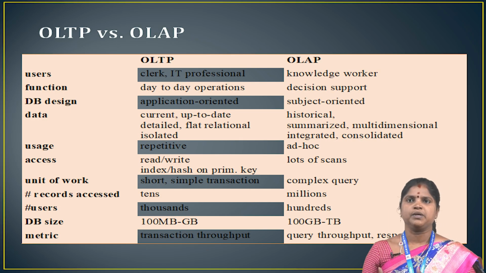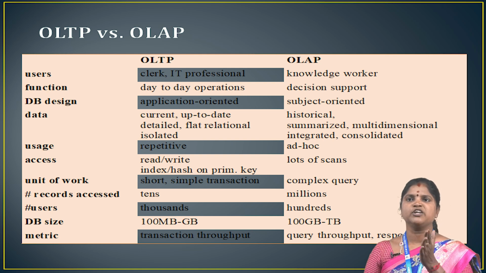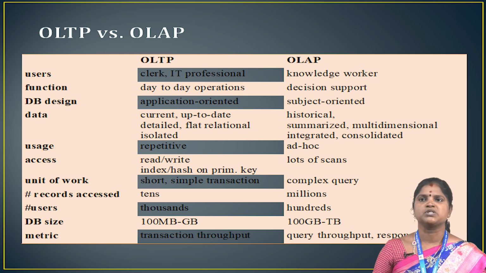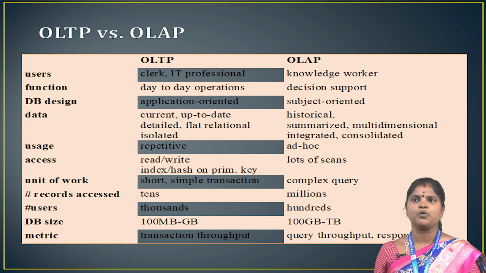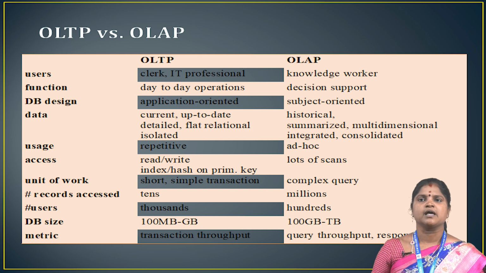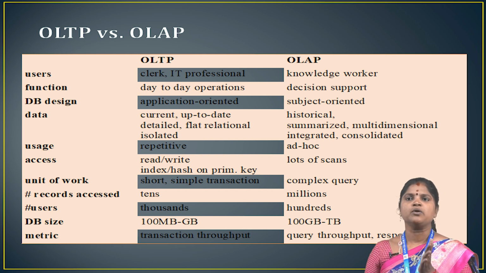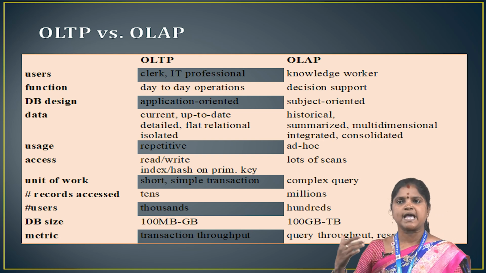OLTP versus OLAP. User and function: OLTP is for clerks and IT professionals, day-to-day operations. OLAP is for knowledge workers, decision support, subject-oriented, historical, summarized. Usage and access: in OLTP, read and write, indexed on primary key. For OLAP, there are lots of scans.